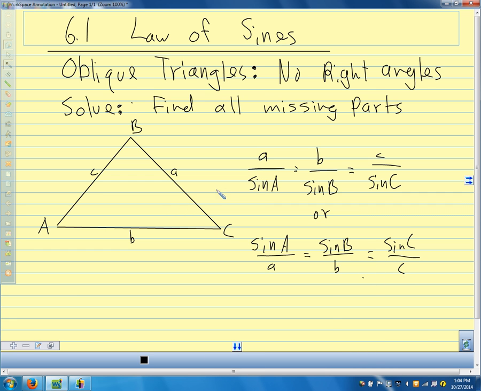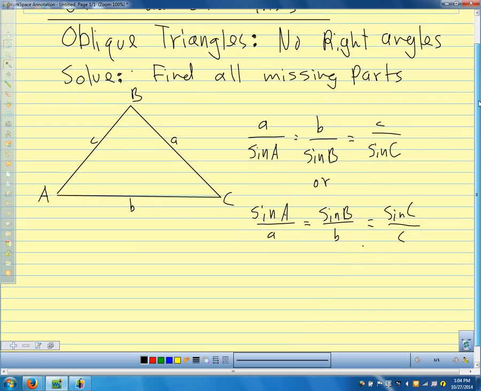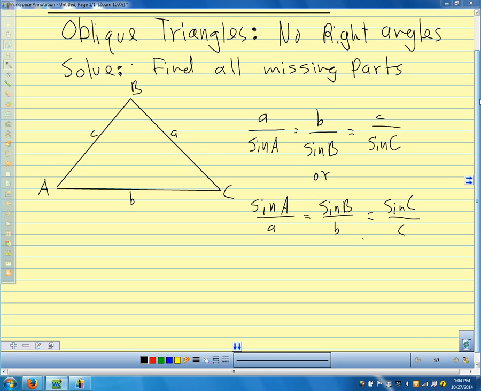I usually use the top version if we're solving for a side, and I would use the bottom version if we're solving for an angle. But it doesn't really matter. They're both the same. So there's our law of sines. Nice, easy formulas. Not difficult to remember, and not particularly difficult to use. And those problems in chapter 4, when we had to set up two triangles and simultaneous equations, law of sines makes that kind of problem way easier.